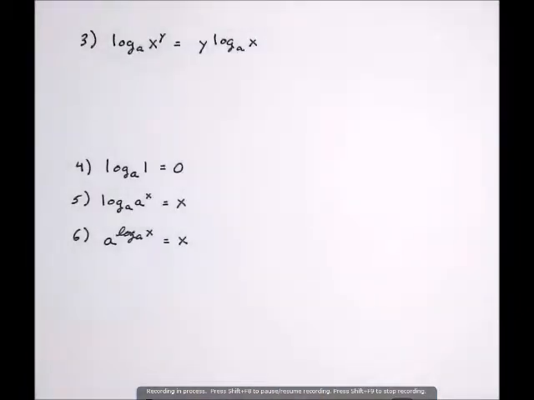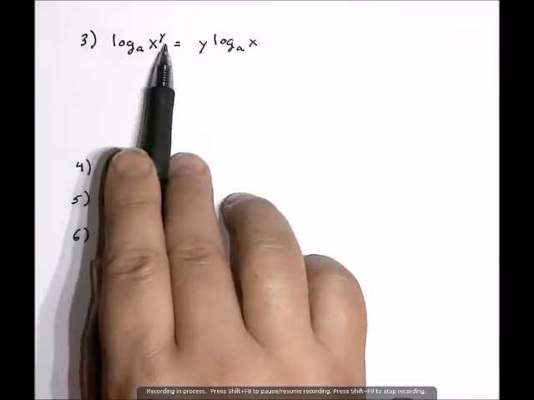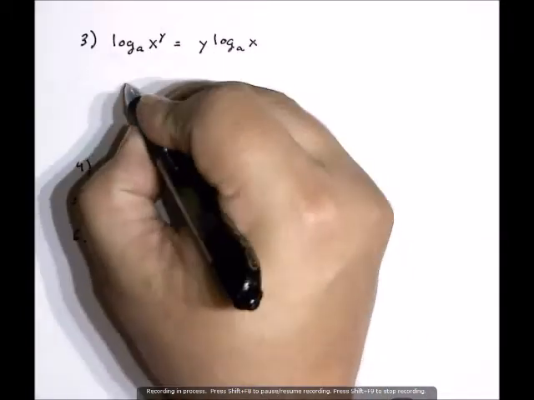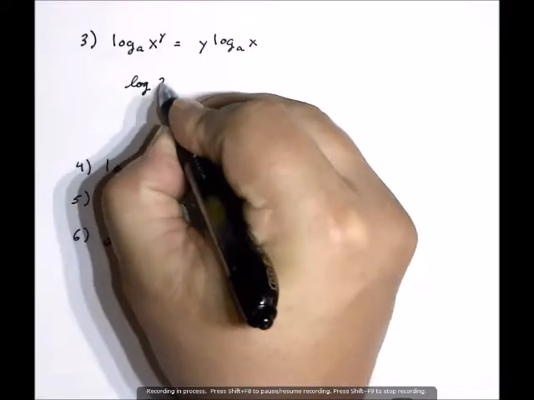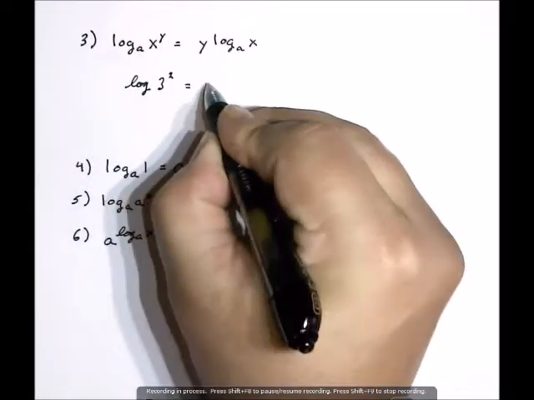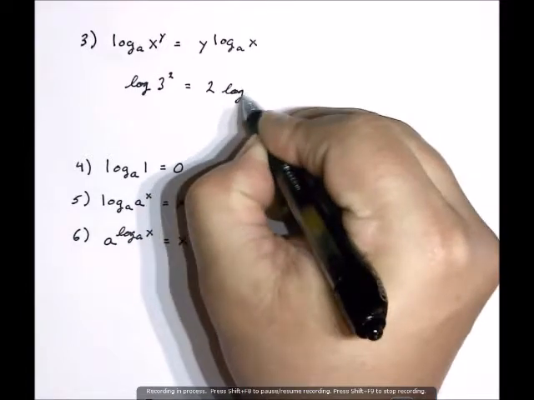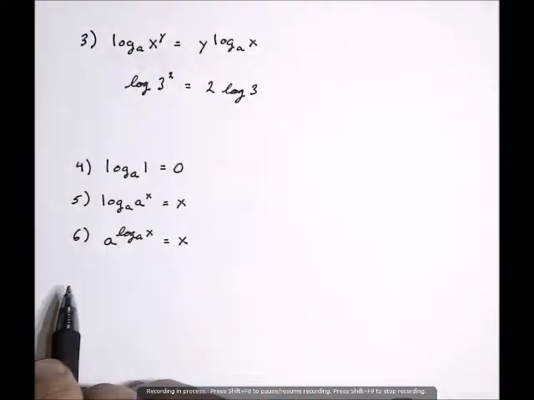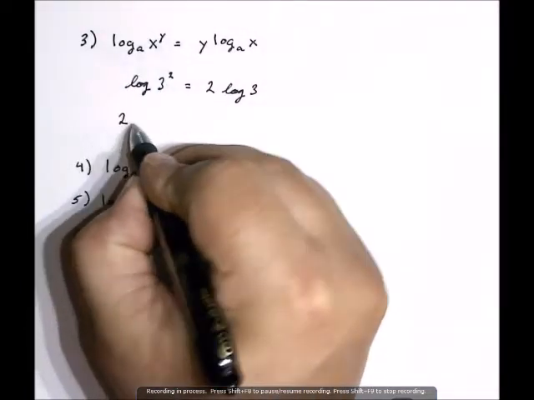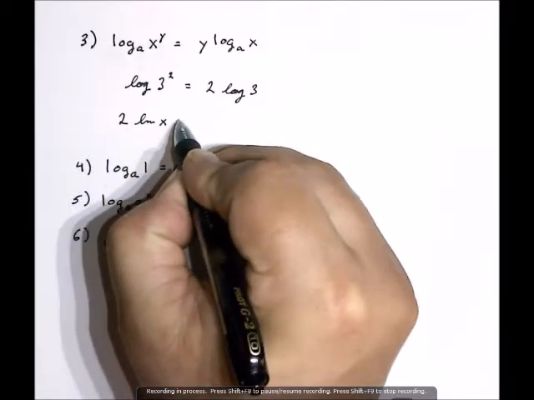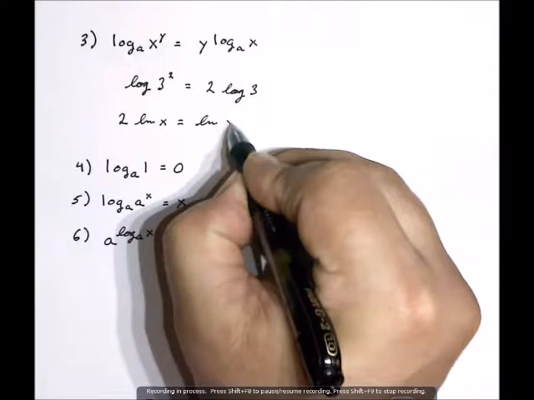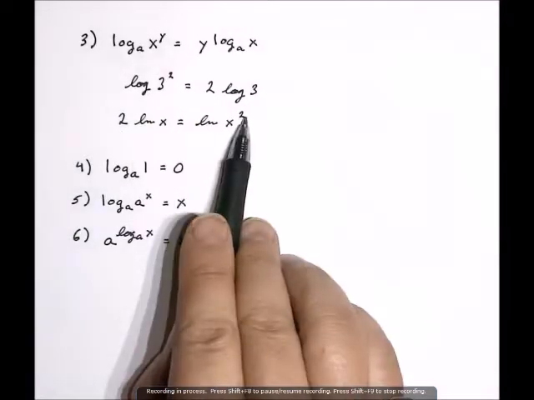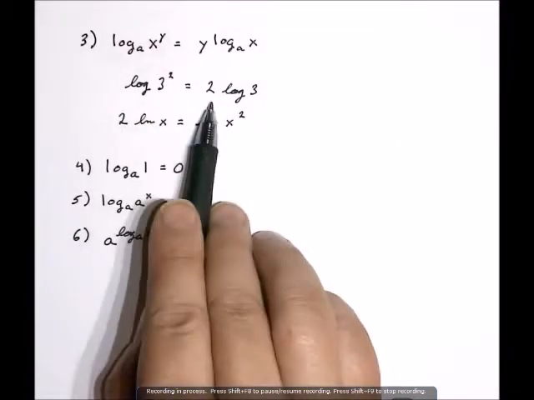Some of the other rules are exponents can be turned into multiplications. For instance, if I had the common log of 3 squared, I could rewrite that as 2 times the common log of 3. The 2 just comes out in front of the multiplication. And I can go the other way as well. 2 times the natural log of x is the same thing as the natural log of x squared. So multiplications turn into exponents, exponents turn into multiplications.